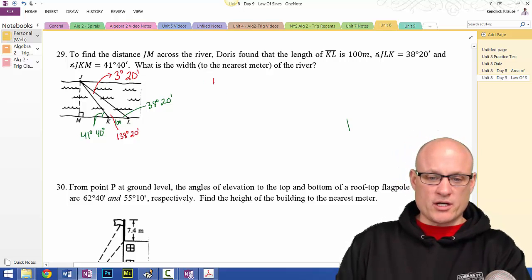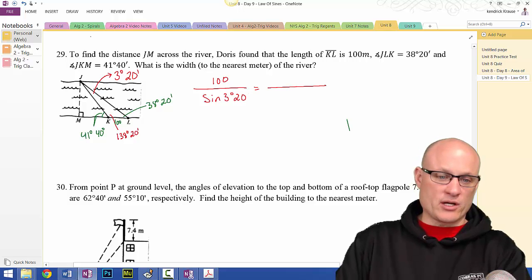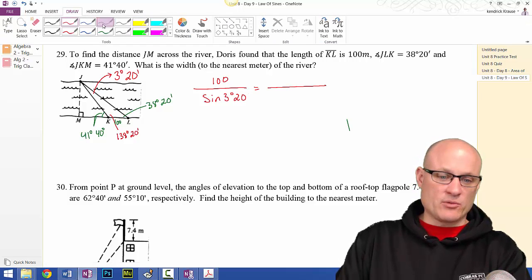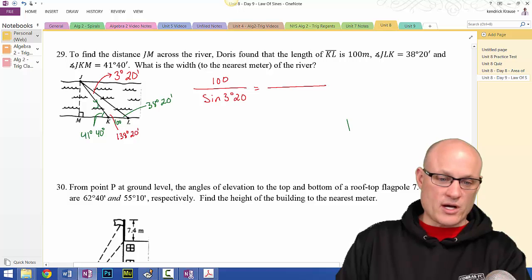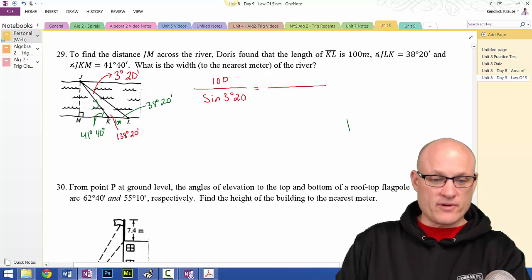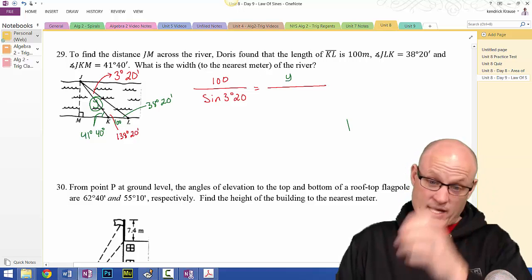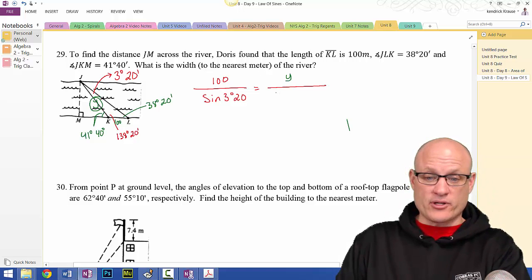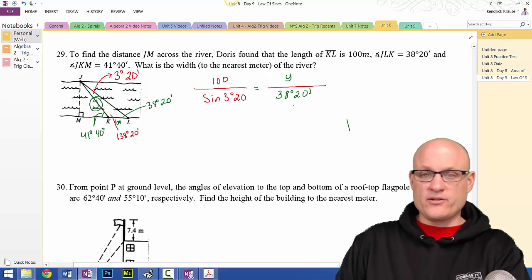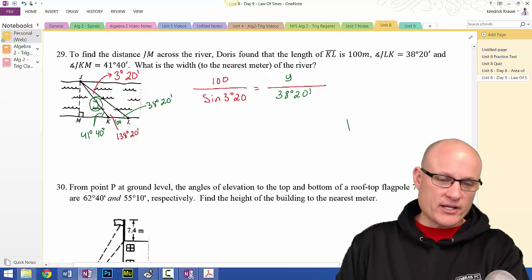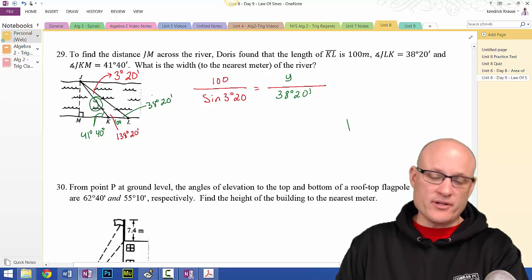I can do 100 over the sine of 3 degrees 20 minutes is equal to, now what I'm looking for is this right here, this y. Remember I told you we want to find the middle value between the two sides of the two triangles. So we're going to find y, and y is opposite 38 degrees 20 minutes. So it's a complicated problem. All I had to do was find the other little angles and then just start working with it.